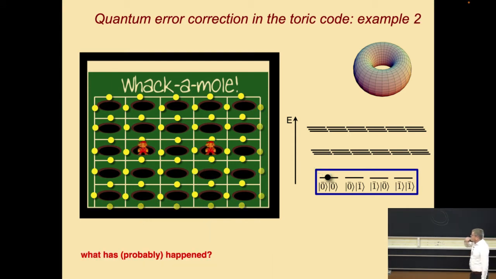Now, what might have happened if we see two excitations at these two positions on the lattice? What do you think is a likely error that can have caused this syndrome? There could be two errors in the middle, and that's why the middle one wouldn't be minus. Exactly. Yes, that's a very good guess.